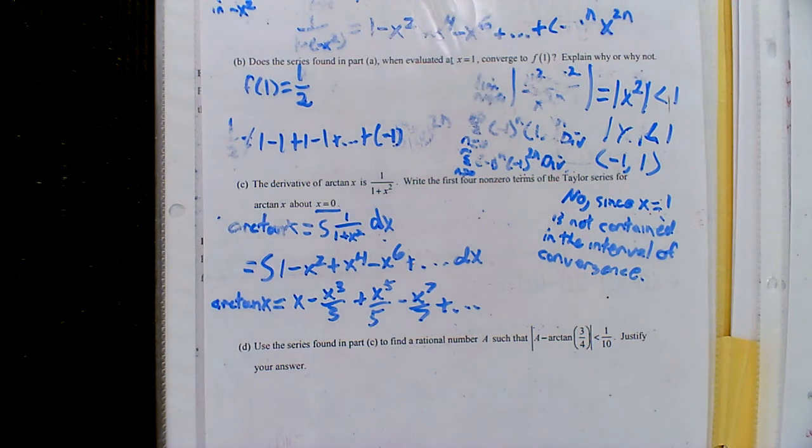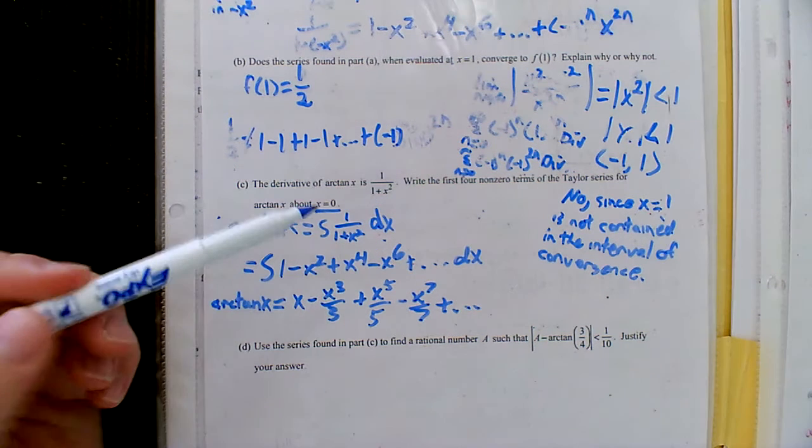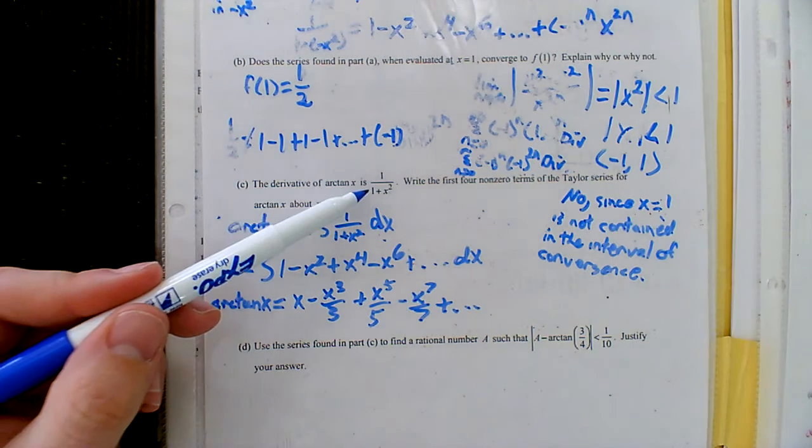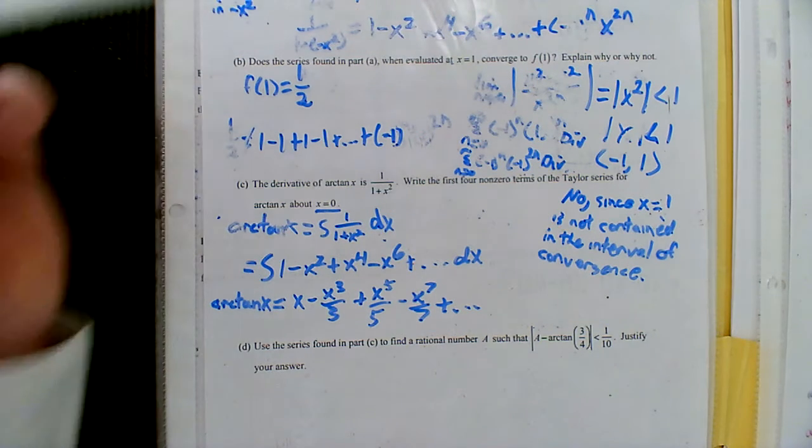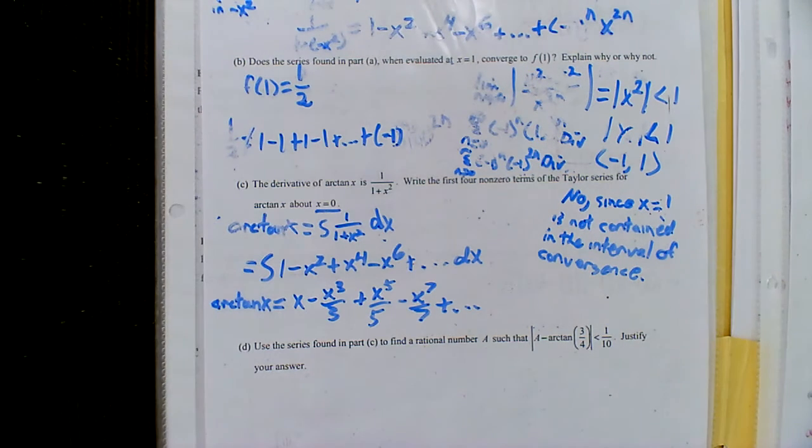And again, that's all they're asking for part C. They gave you the key point there. The key point was that the derivative was this. Again, that linked us back to part A. So as long as you found part A, you could use part A in part C.